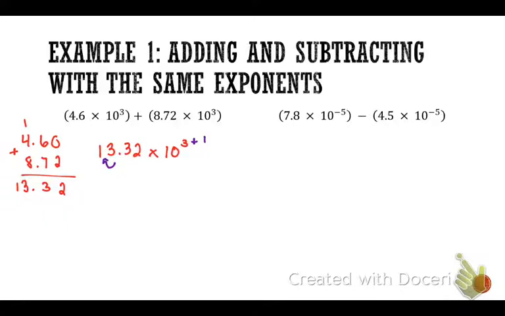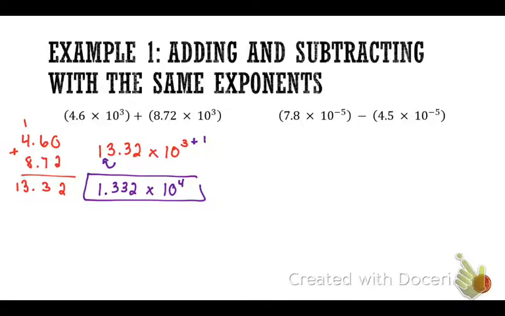So my actual answer is 1.332 times 10 to the fourth power. This number is in scientific notation. Okay, how are we doing so far? Now, on the next expression, am I adding? Look at the sign in between the expressions. I'm subtracting now.